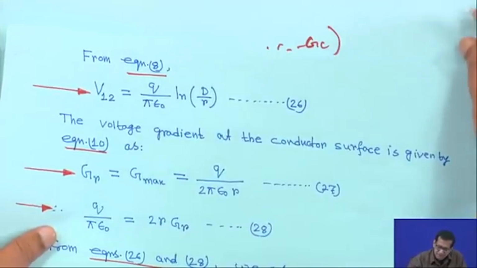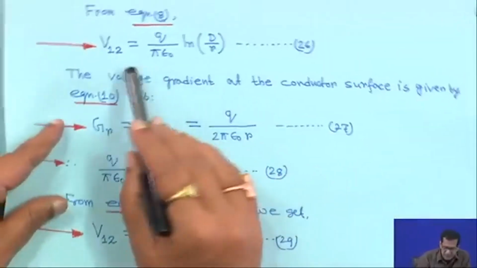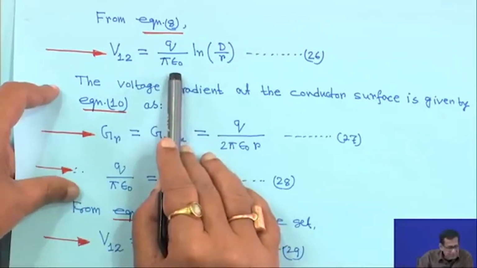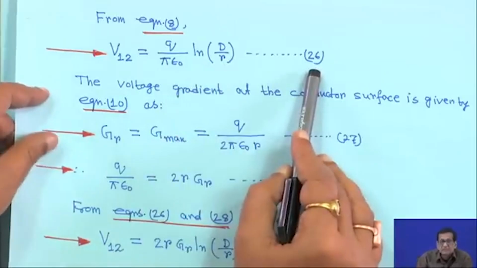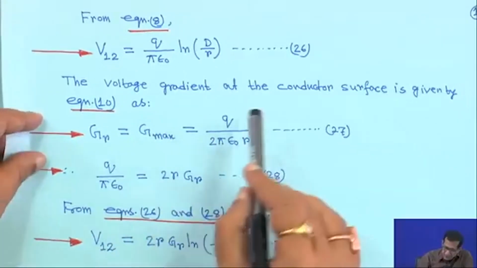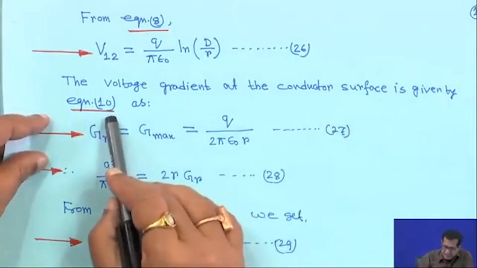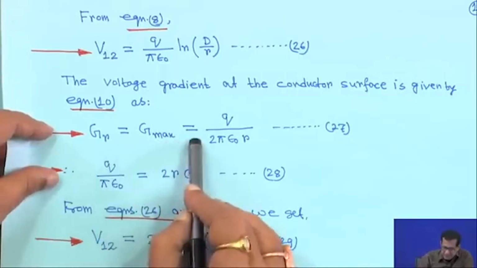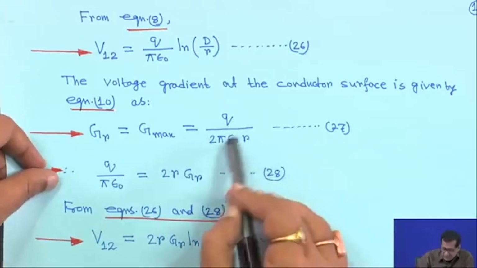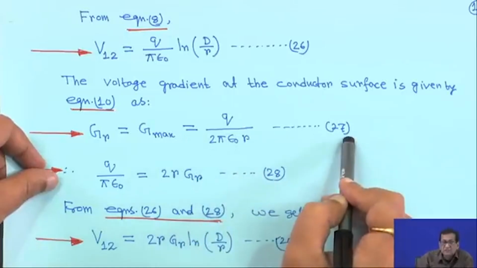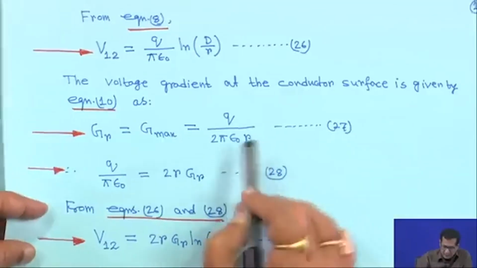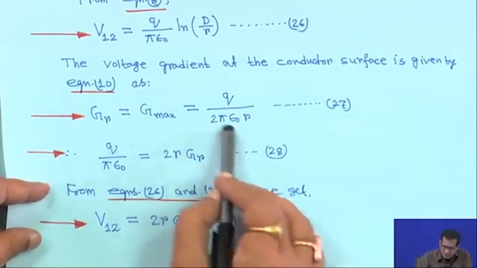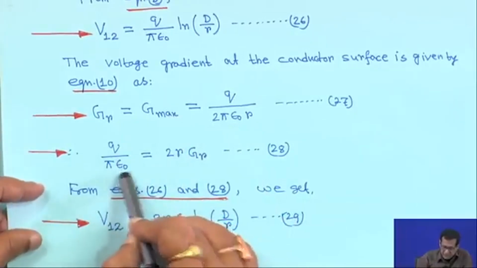from equation 8 we have seen that for a single phase line, V12 is equal to Q upon pi epsilon 0 ln d upon R. This is equation 26. The voltage gradient on the conductor surface is given by, from equation 10, maximum Gr is equal to G max, that is at the surface of the conductor, that is Q upon 2 pi epsilon 0 R. This is equation 27, or you can write, just cross multiplying by 2 R, Q upon pi epsilon 0 is 2 R G R.